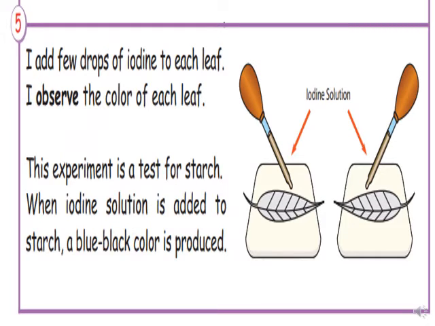Last step, we add iodine solution to test the presence of starch. It gives a dark blue color, meaning that we have starch. Maybe it's blue-black color or dark blue, it's the same. While if there is no dark blue color, it means that there is no starch.